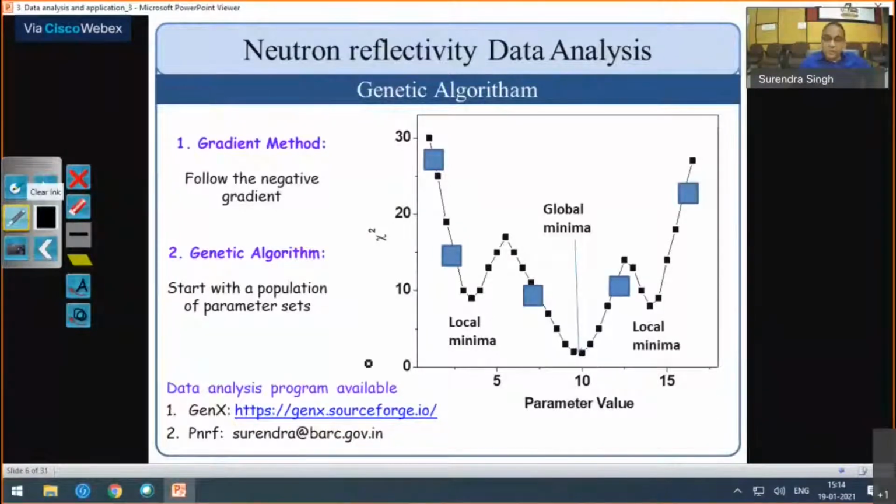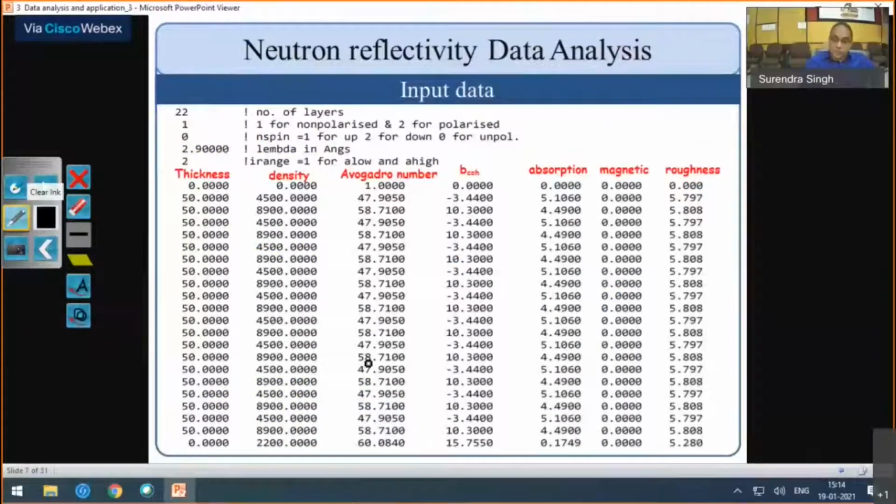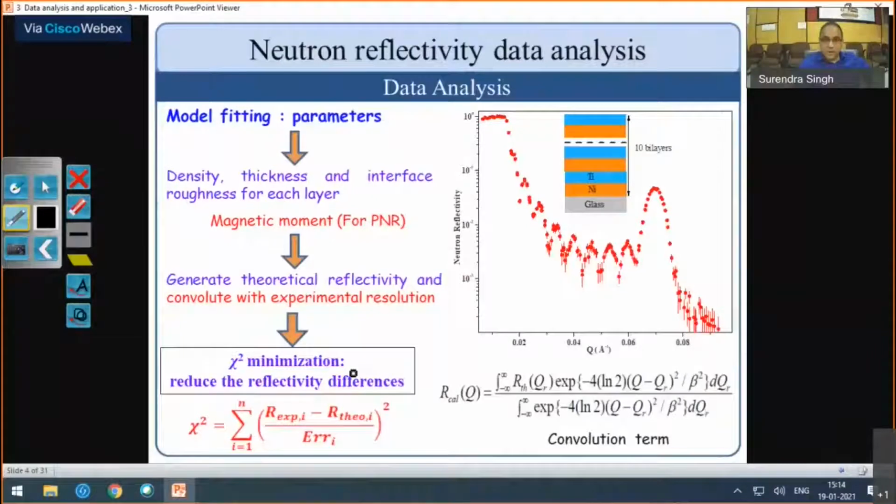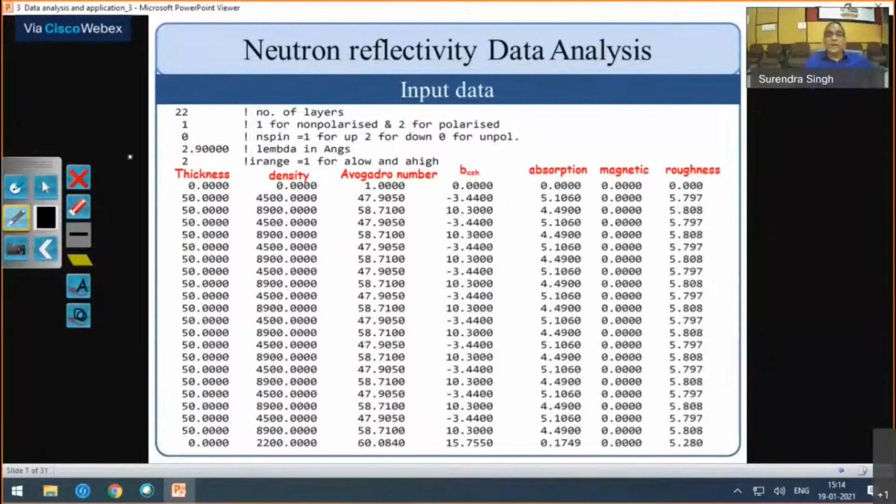So what basically we do is, we have this data over here. Suppose we take this data, as I said, nickel titanium, and we want to fit it. First we make input data files. My program takes this type of input data file. As I said, we have 10 bilayers, so the total number of layers is 10 into 2, because this is nickel titanium. So 20 nickel titanium layers, and then one air layer and another substrate.